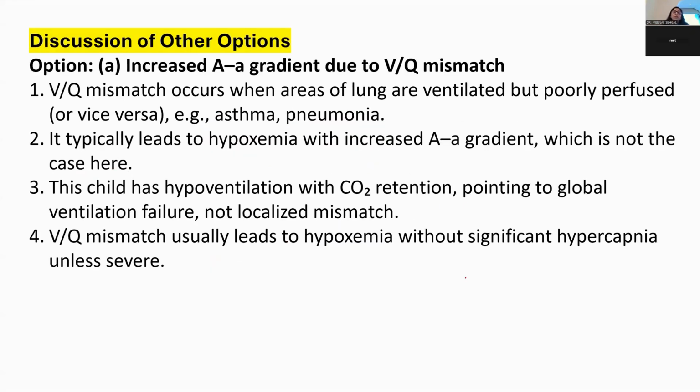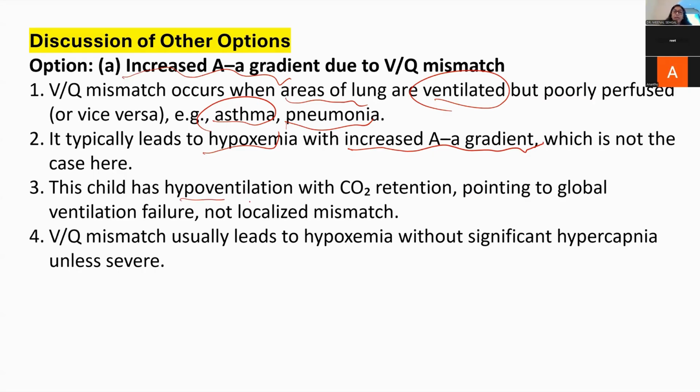So what are the other options? Increased AA gradient. This we just read. It cannot be increased AA gradient. So VQ mismatch occurs when areas of lung are ventilated but poorly perfused, or vice versa. That is, poorly ventilated with high perfusion. For example, conditions like asthma and pneumonia. So it typically leads to hypoxemia with increased gradient, which is not seen in this patient.